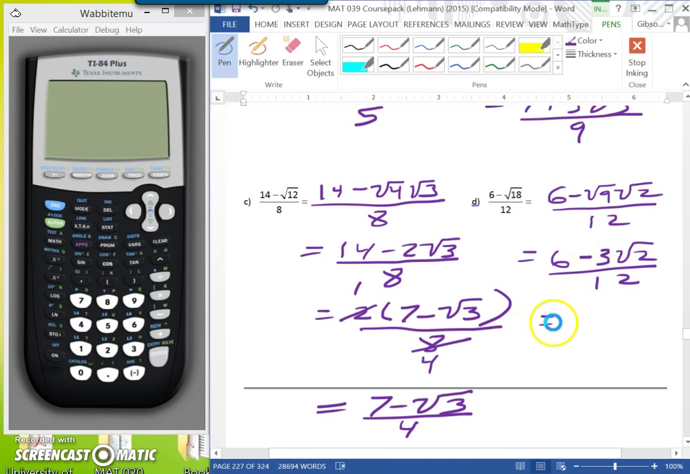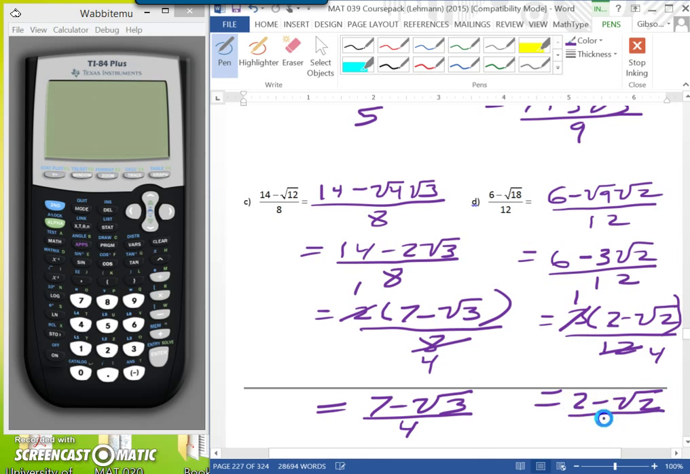Now 6 and 3 both have 3 in common. So it'll be 2 minus the square root of 2, and this is all over 12. 3 and 12 both have 3 in common. 3 goes into 3 once, 3 goes into 12 4 times. So our final answer would be 2 minus the square root of 2, all over 4. And we can leave it like this.